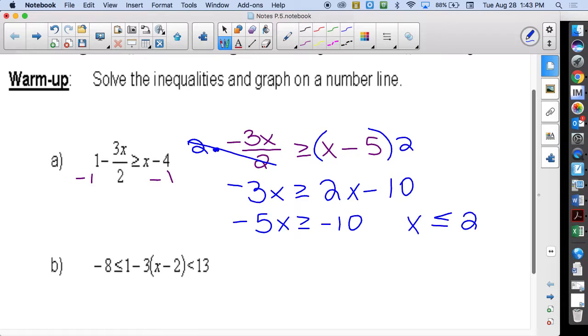So it does say to graph on a number line, so come over here and graph a little number line. When you're making a number line, make sure you use equal increments, just like a graph. I don't know, start at negative 1, 0, 1, 2, 3, that's plenty. Doesn't need to be crazy.